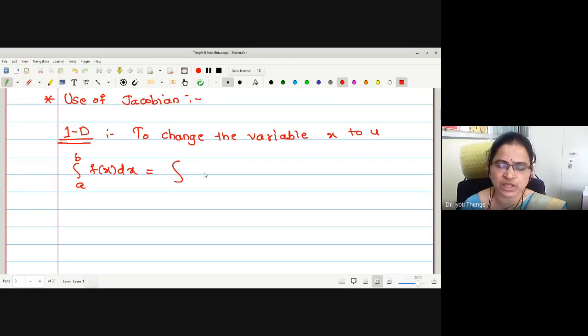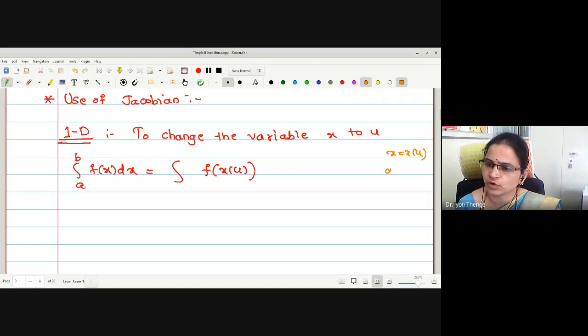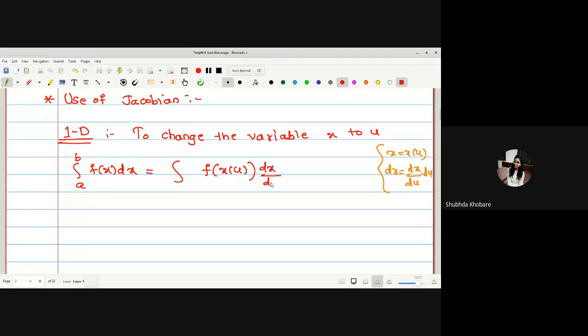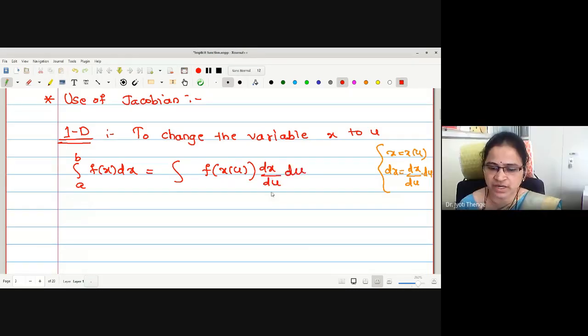Then what is the corresponding effect on the integration? This becomes f of x of u, where x is replaced by x of u, a function of u. Then what does this dx become? Is it dx by du into du? Yes, ma'am. Okay, this is dx by du into du.